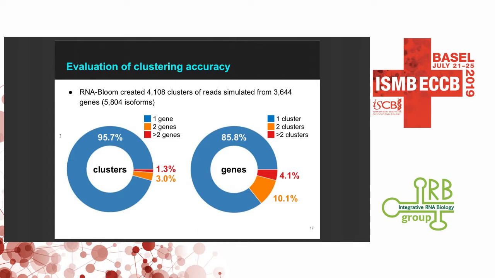Next, we look at the accuracy of the clustering algorithm in RNA-Bloom. From these figures, we can see that RNA-Bloom is doing a pretty good job in clustering the reads into genes. The chart on the left shows that 96% of the clusters are single gene clusters. And the chart on the right shows that 86% of the genes simulated are assigned to single clusters.